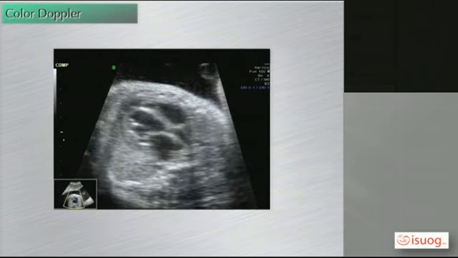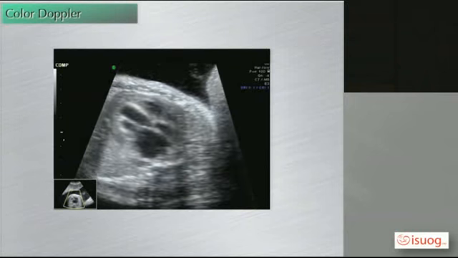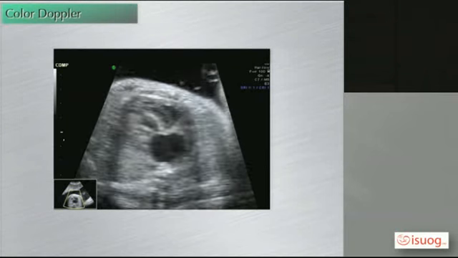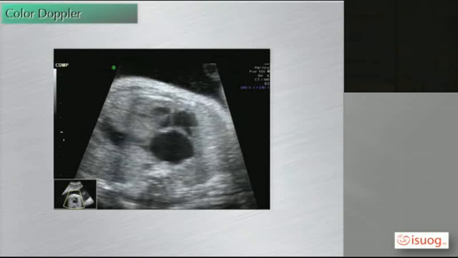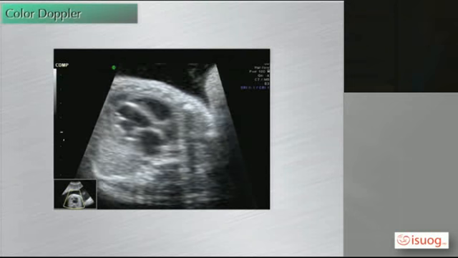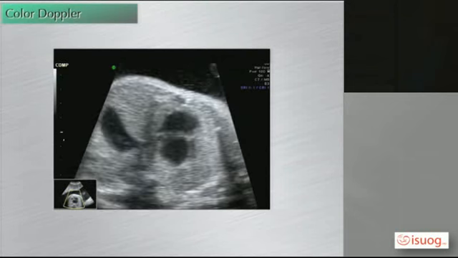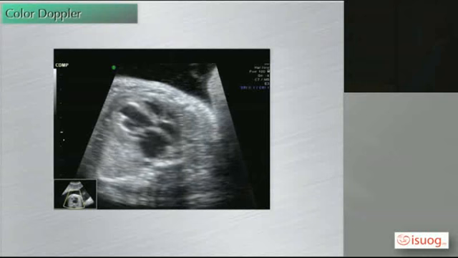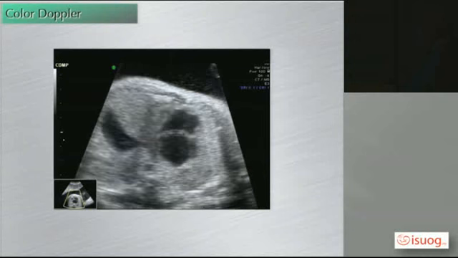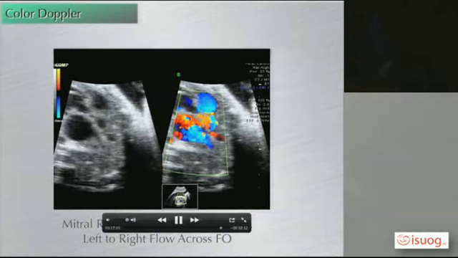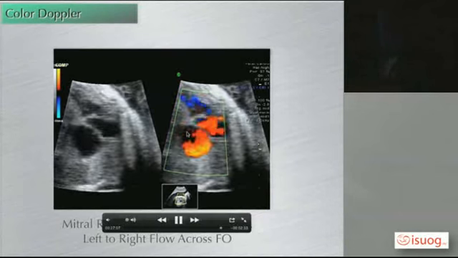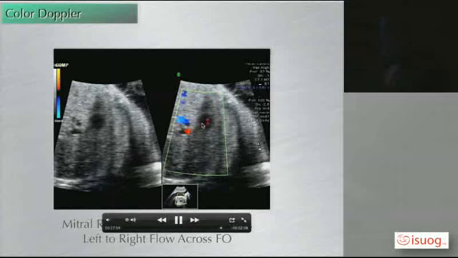This is a 35-week fetus. What is wrong with this image? This illustrates mitral regurgitation, aortic stenosis, and left to right flow across the foramen ovale.